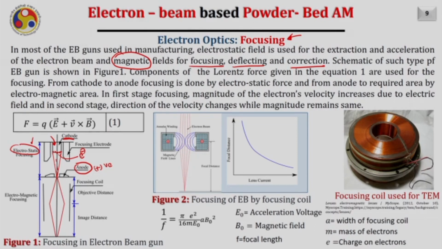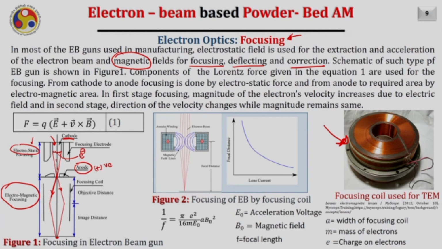Then later on, after this point, the electrons will again start to diverge. And this divergence may not be desirable for us because we want to have a minimal or desirable spot diameter at the powder bed. So from this point onwards, the electromagnetic field is used for focusing the electron beam. A typical focusing coil used in the case of electron beam is shown here.